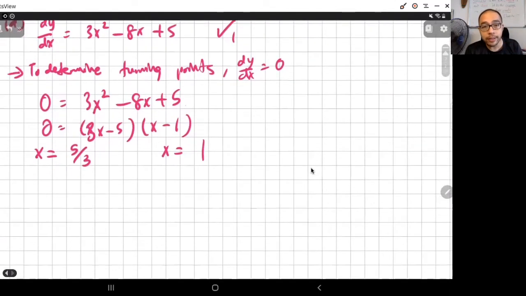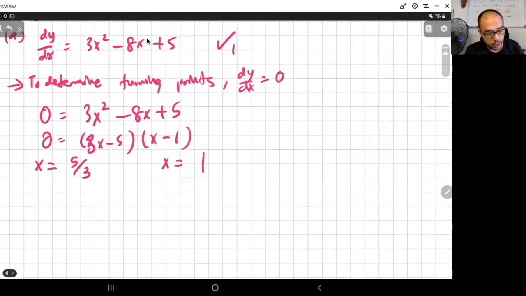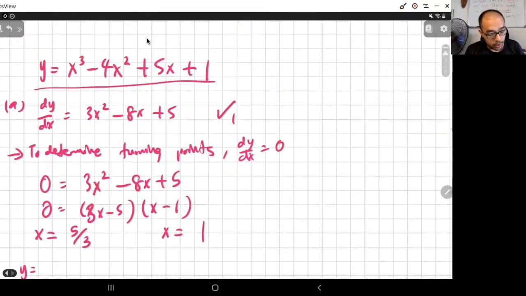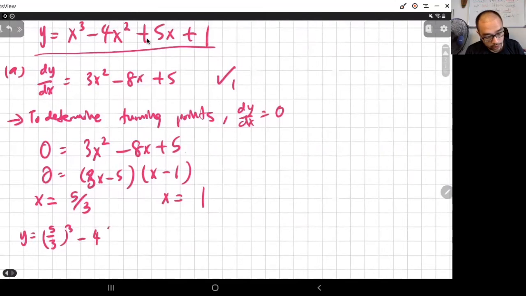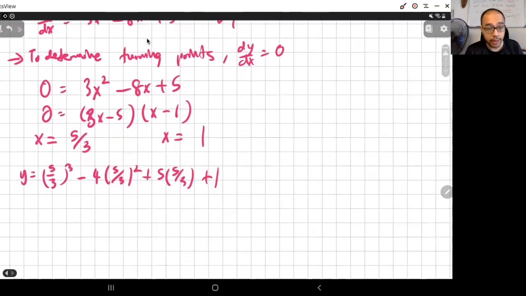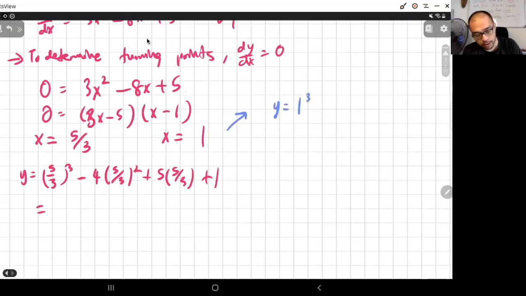So the turning points are when x equals 5 over 3 and x equals 1. But points need to be coordinates, so substitute into the original equation. Y equals x cubed, 5 over 3 cubed, minus 4 times 5 over 3 squared, plus 5 times 5 over 3, plus 1. And you do the same thing again with the number 1 as well. Y equals 1 cubed minus 4 times 1 squared plus 5 times 1 plus 1.